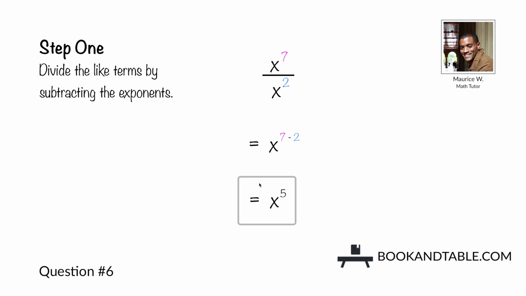So when you multiply like bases, you add the exponents. When you are dividing like bases, you subtract the exponents. So x to the 7th divided by x squared, subtract the 2 from the 7, and you get x to the 7 minus 2, which equals x to the 5th.